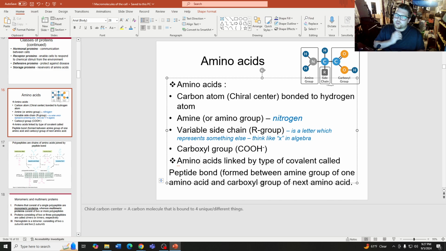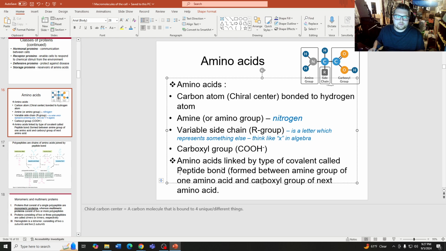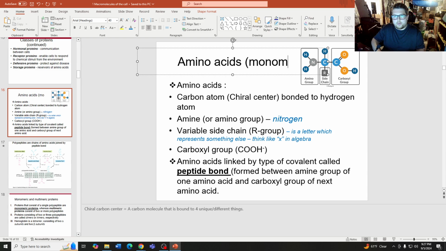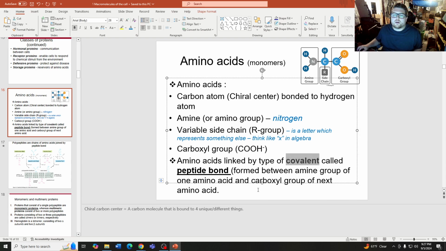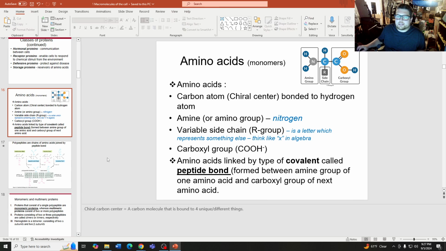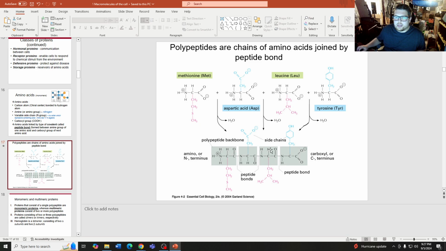When we talk about conjoining the amino acids, we talk about them binding together. So amino acids, again, these are our monomers. They all bind together to form a polymer. They're linked by a type of covalent bond called a peptide bond. This is formed between the amine group of one amino acid and the carboxyl group of the next amino acid. So we look at this right here. Remember what we talked about with terminus? The amino or N-terminus here on the left, and then the carboxyl or C-terminus on the right.